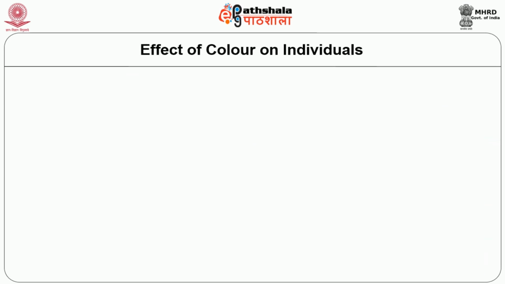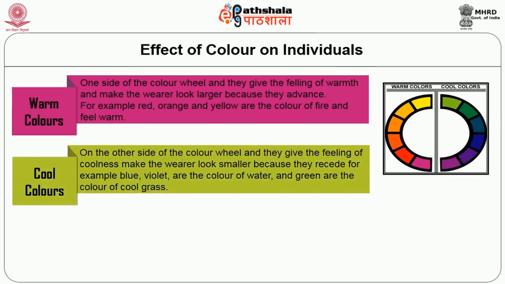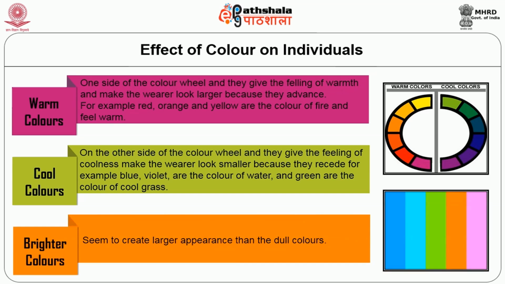Effect of colors on individuals. Warm colors are on one side of the color wheel and they give the feeling of warmth and make the wearer look larger because they advance. Warm colors, namely red, orange and yellow, make the wearer look larger and they advance. Cool colors such as blue, violet, green are the colors of water. They make the wearer look smaller and they tend to recede. Bright colors, on the other hand, create a larger appearance than the dull colors.